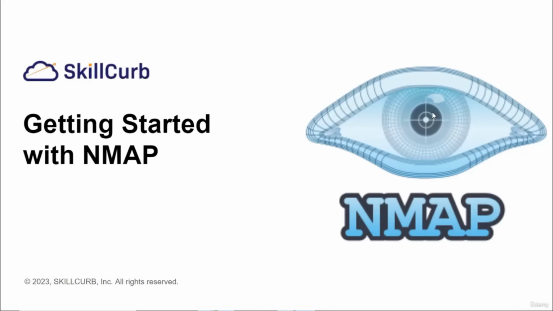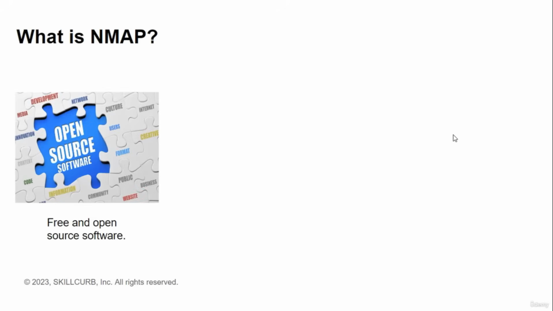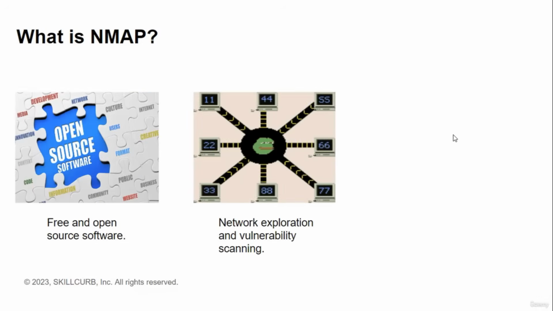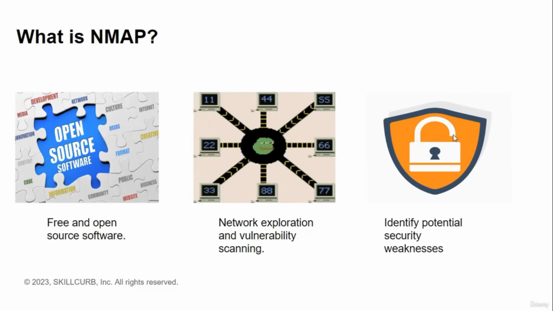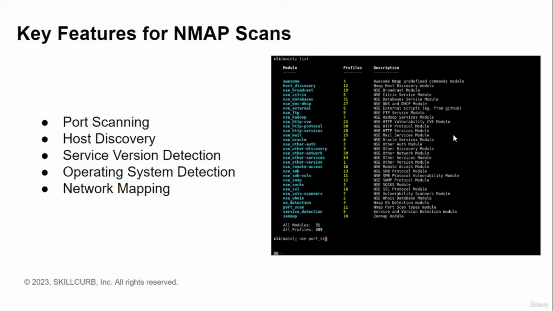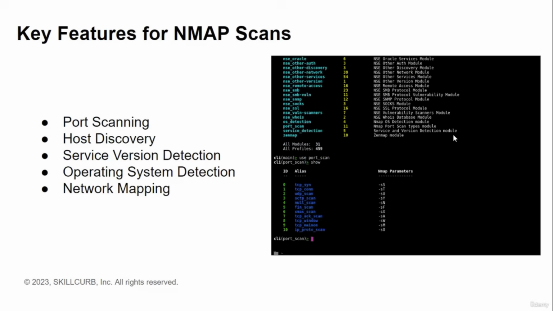Hello everyone, welcome to this lecture on Network Mapper, which is also known as Nmap. Now, Nmap is a popular free and open source tool that is used for network exploration and vulnerability scanning. It can be used to discover hosts and services on a network, as well as identify potential security weaknesses. Nmap uses various techniques such as port scanning, OS detection, and version detection to gather information about a target network. Here are some key features for Nmap scans.